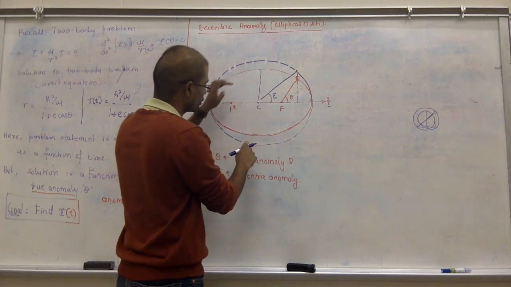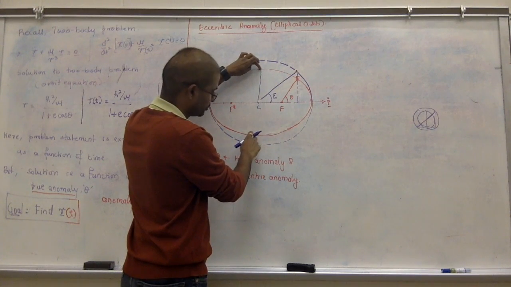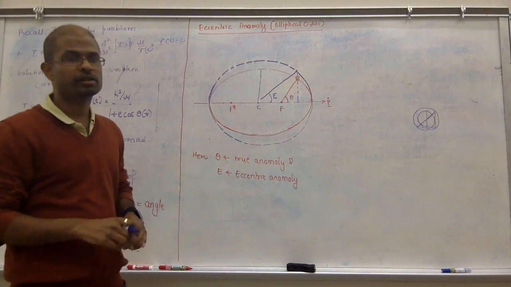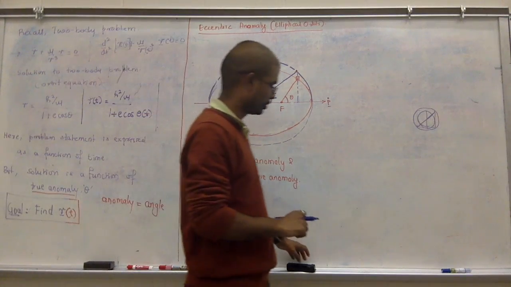If you inscribe, what is the diameter? It is the minor axis, or the radius is the semi-minor axis.